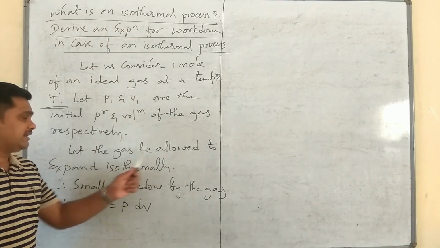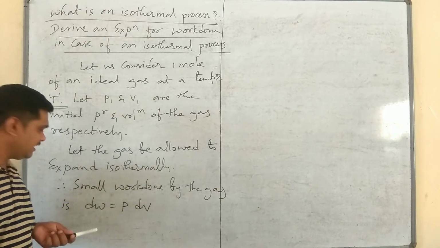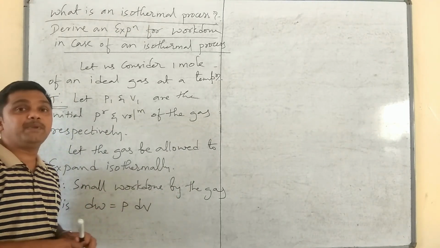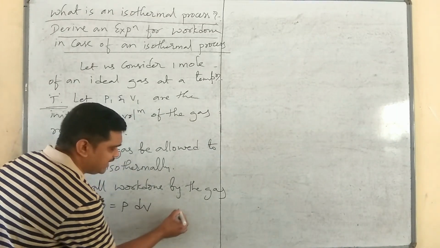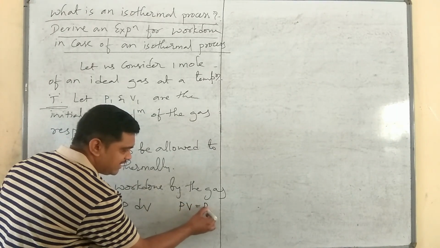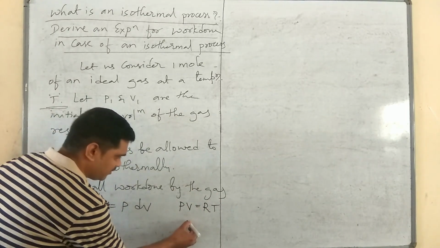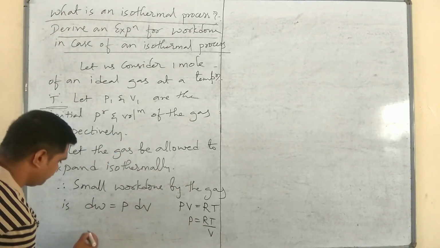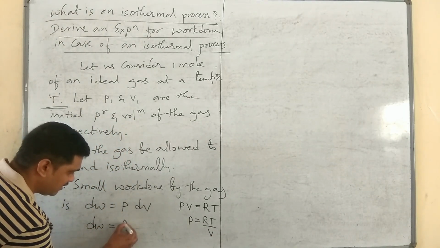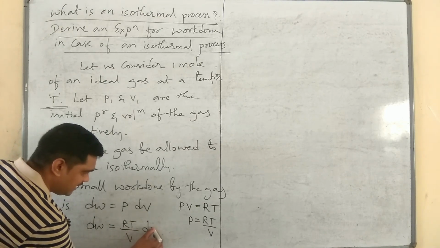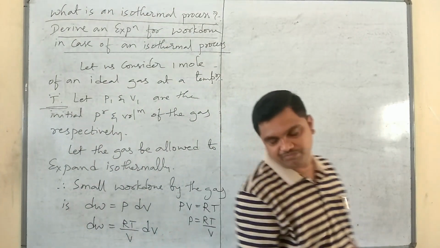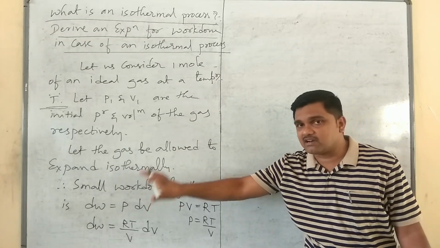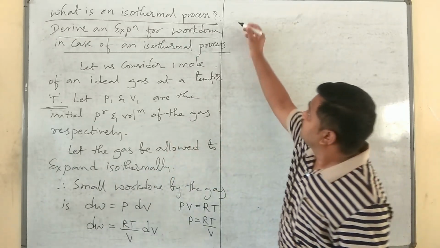Next, let the gas be allowed to expand isothermally. Therefore, small work done by the gas is dW is equal to P into dV. For one mole of an ideal gas, we have this formula: PV is equal to RT. Therefore, P is equal to RT divided by V. Therefore, dW is equal to RT divided by V into dV.